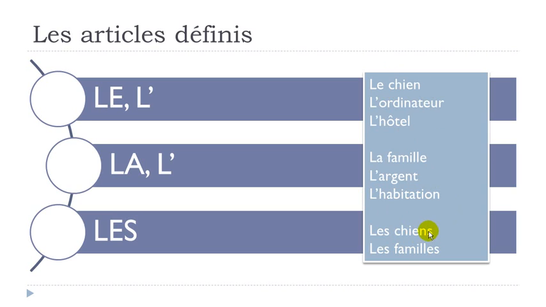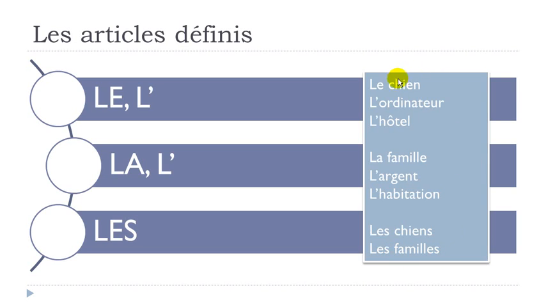Okay, and then I've been taking, well, basically the example from here, chien, okay? And then I put S at the end, and it's the mark of the plural, okay? So you put les chiens, the dogs, okay? Les chiens. And then you take famille, family, okay? Just add this final S and you get the plural form, les familles, okay?